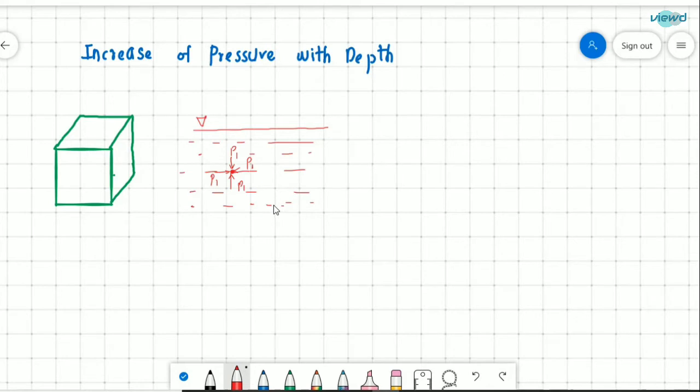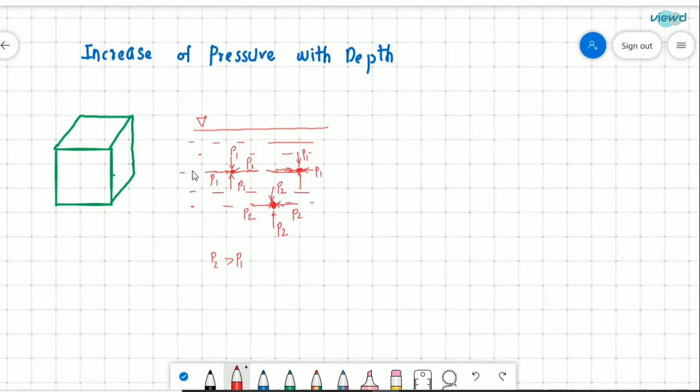And if you consider a point deeper inside the fluid, at this point there will be P2 on all sides. Here P2 is greater than P1. Why is it greater than P1? We will see now. Also remember that in a horizontal plane, a point here will also have P1, P1, P1, P1. But as we go deep into the fluid, the pressure increases.